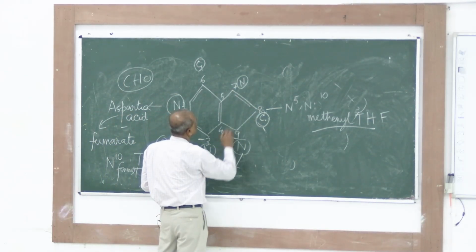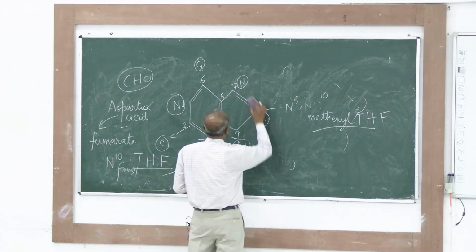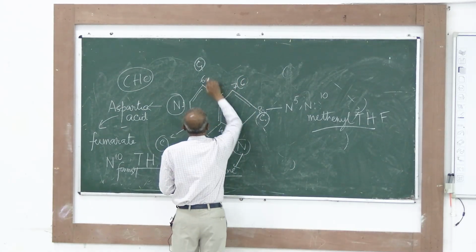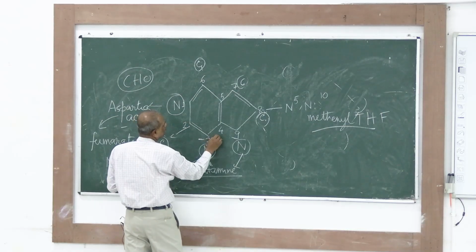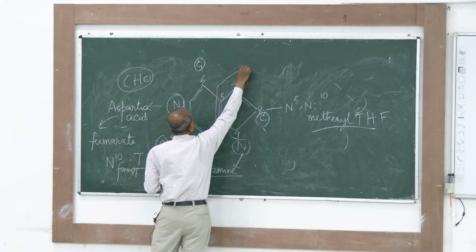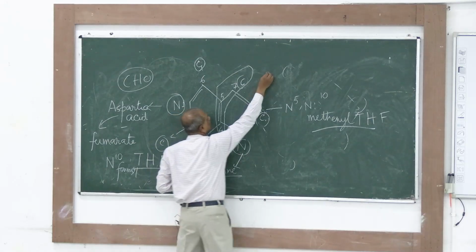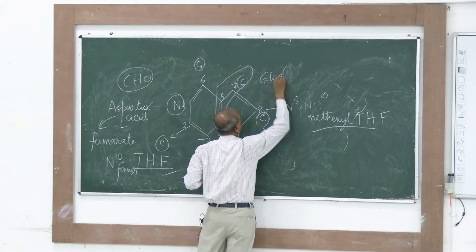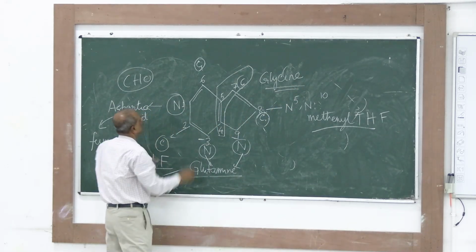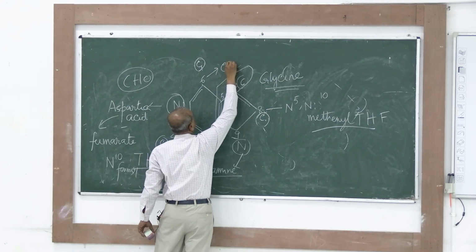So the 7th position carbon is there. So these 4, 5 and 7, these 3 are contributed by glycine. C6 is contributed by carbon dioxide.